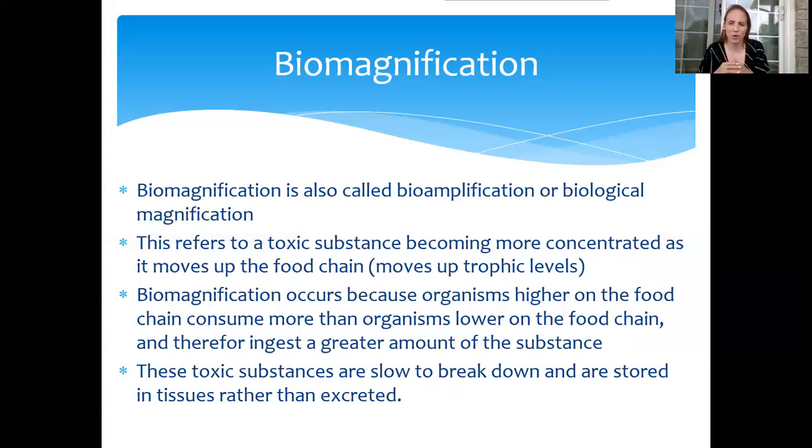So you have more toxins in the tissues of higher level predators just because they have to eat more things because they tend to be larger. Those toxic substances that are slow to break down tend to be built up more in the tissues because they can't be excreted quick enough from the body.